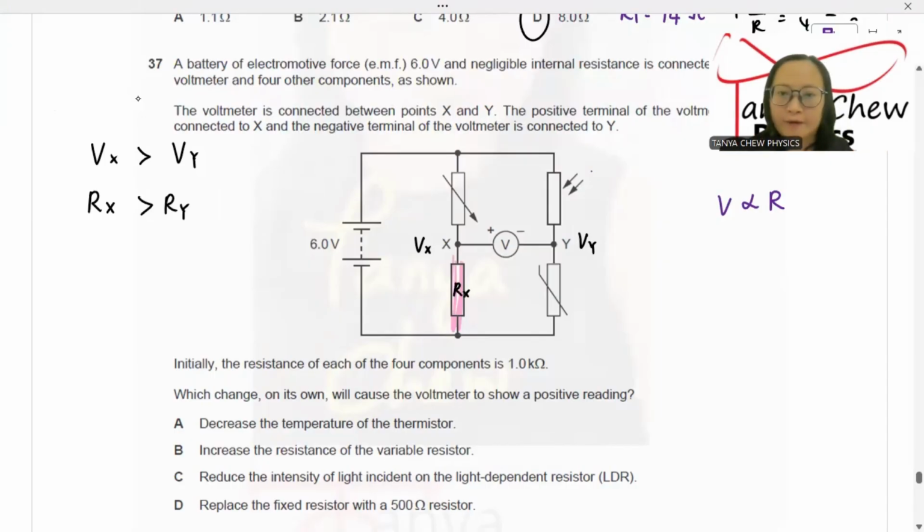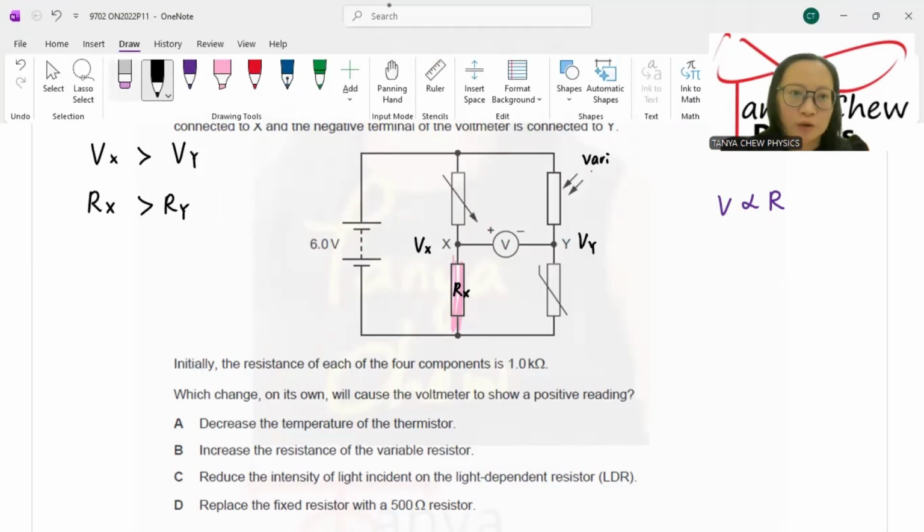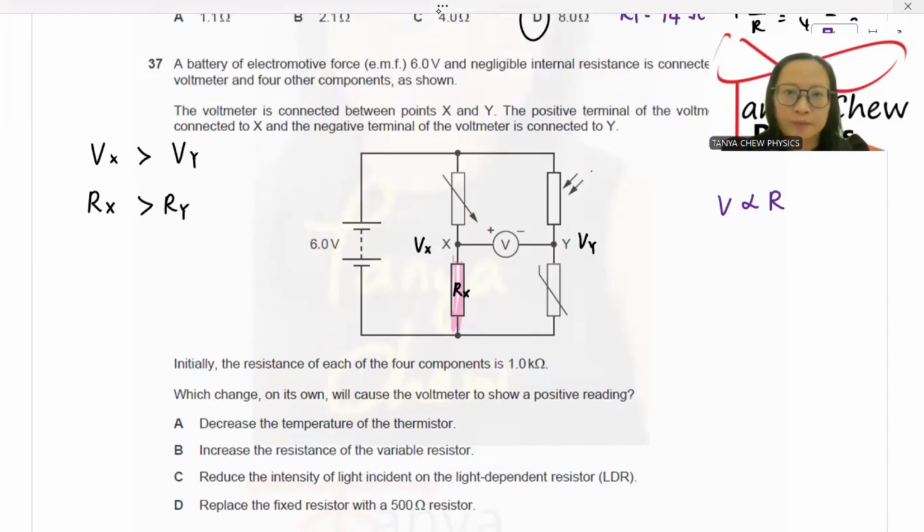Now, first of all, you have to understand this is called a variable resistor. This is an LDR, light dependent resistor. This is called a thermistor.